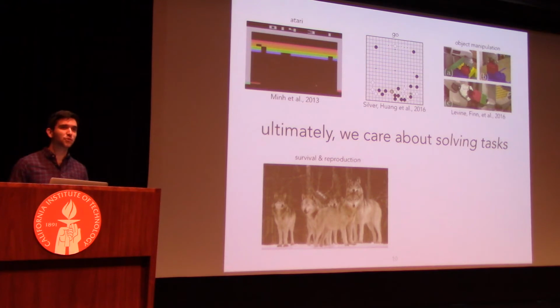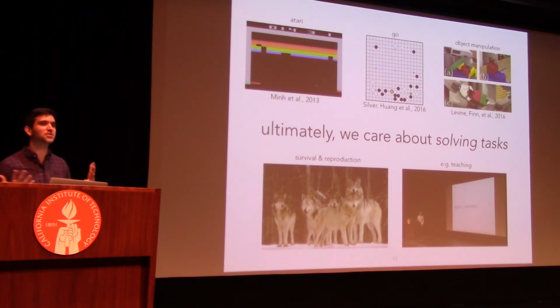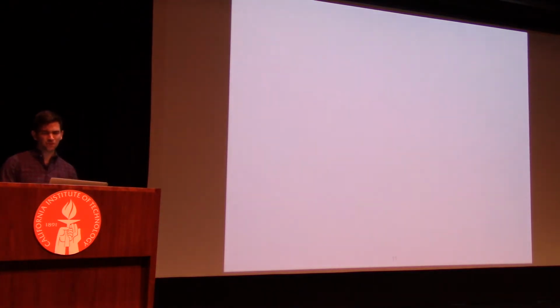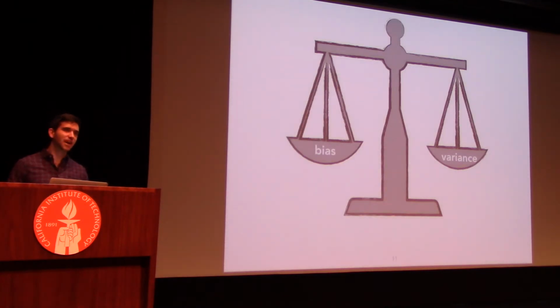And humans are kind of weird animals because we can actually come up with other tasks. Like right now I'm not really focusing on surviving, I'm focusing on teaching you guys. So there's a whole range of tasks that biological organisms can perform. So this idea of solving tasks actually gets kind of at the heart of machine learning.